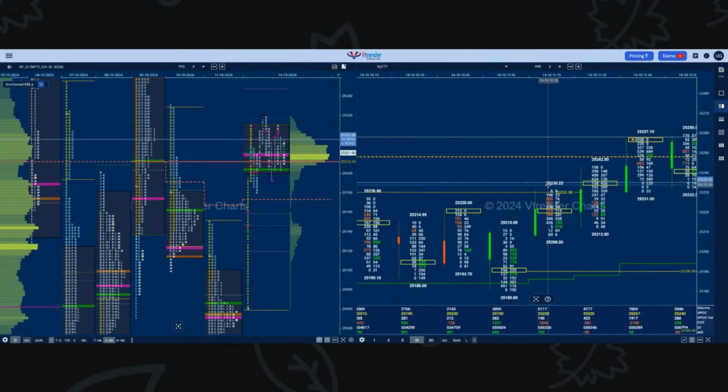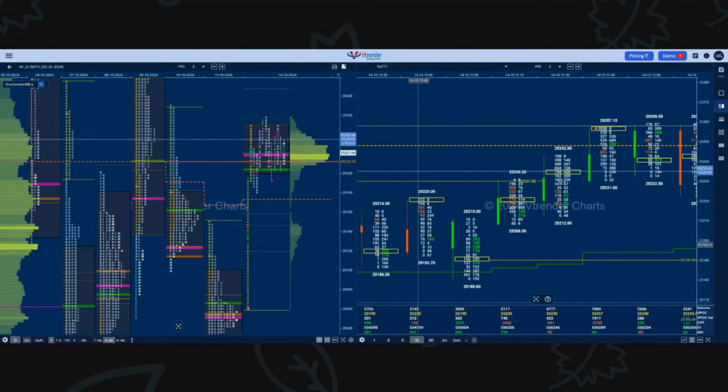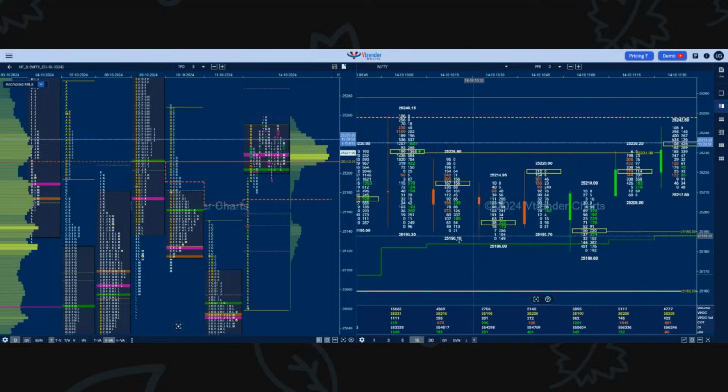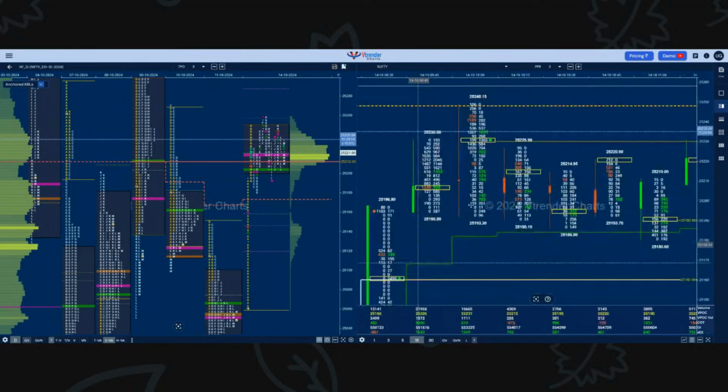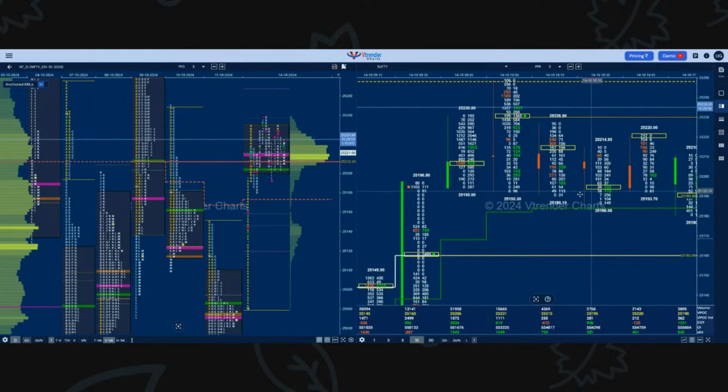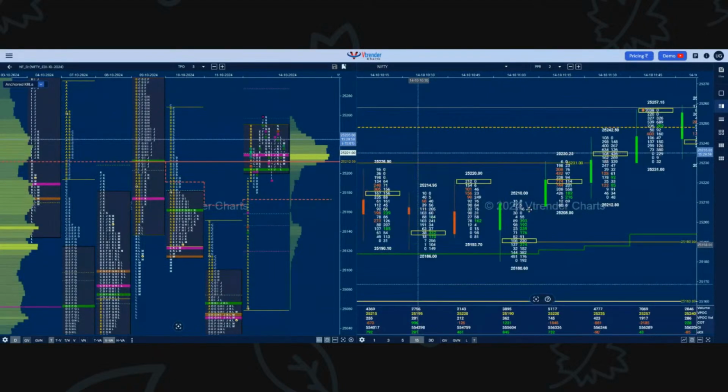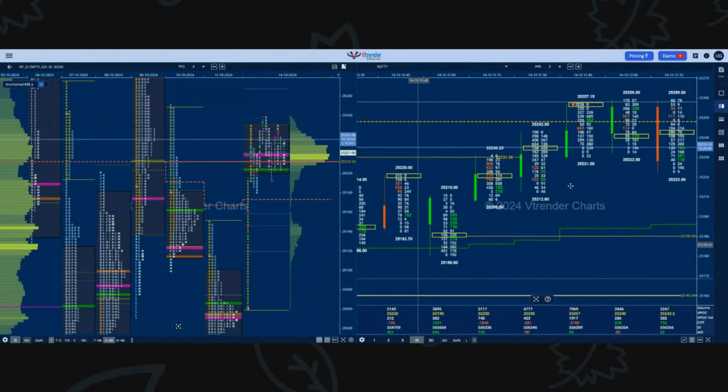So what we did was, when we made that range extension in the F, you can see how we got this big seller, a 2000 lot seller. This seller could again be the buyer who had entered here booking out, but we cannot be sure about that. But what the order flow is telling us is RS, responsive selling.